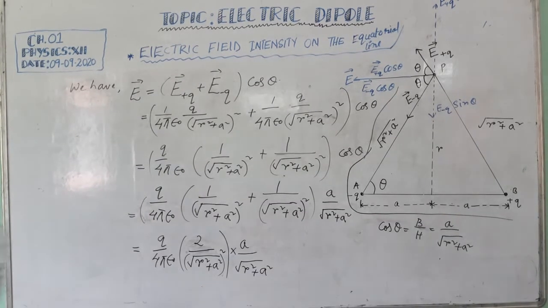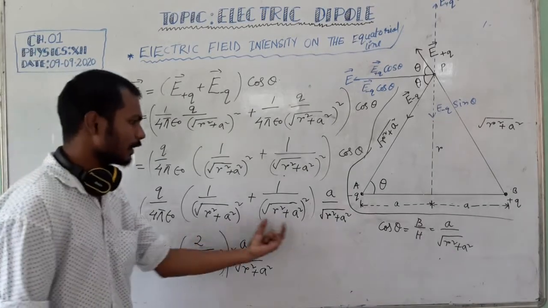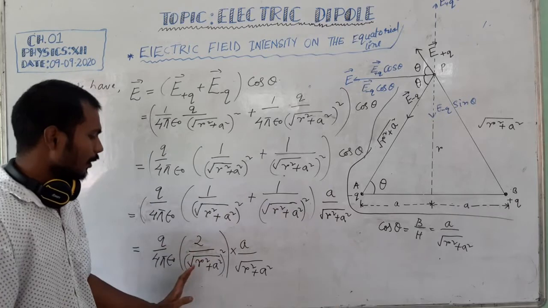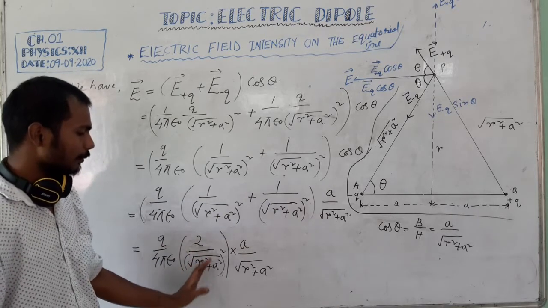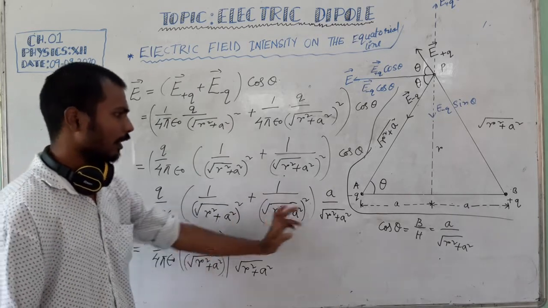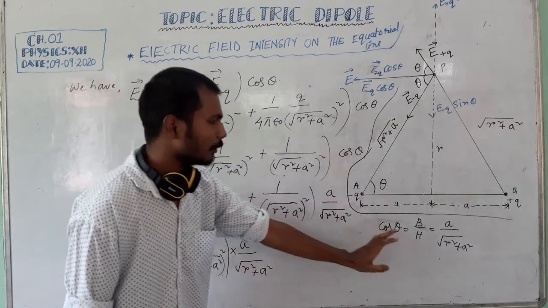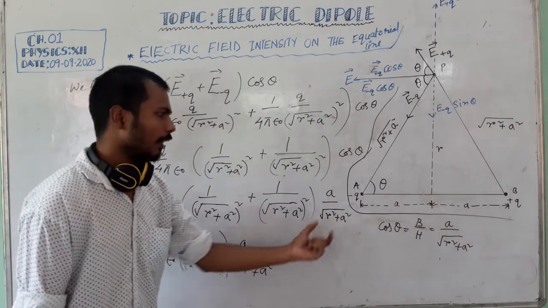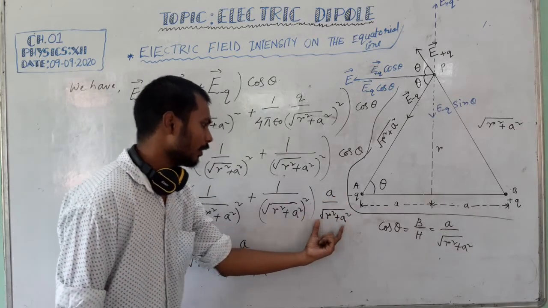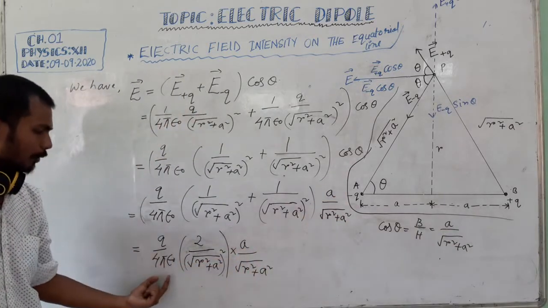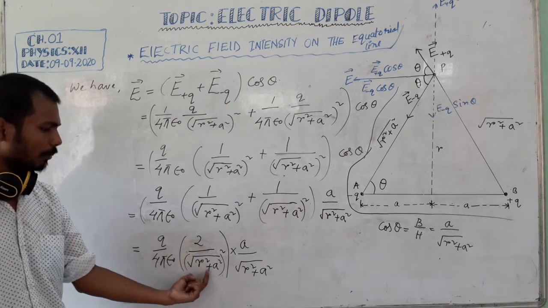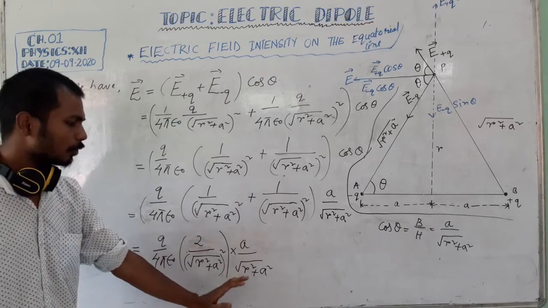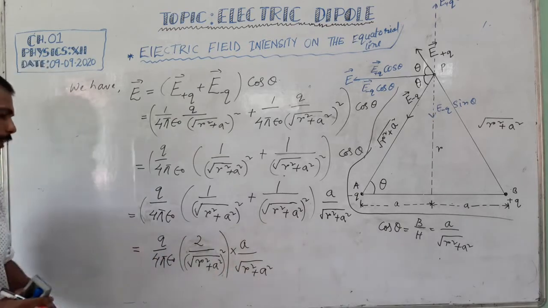Now class, see, these two terms are similar. So this term plus this term is 2 root over (r square plus a square) whole square. Now the cos theta value is a by root over r square plus a square. Now substitute the value of cos theta, then we will have q by 4 pi epsilon naught into 2 by root over (r square plus a square) whole square, into a by root over r square plus a square. Getting my point?